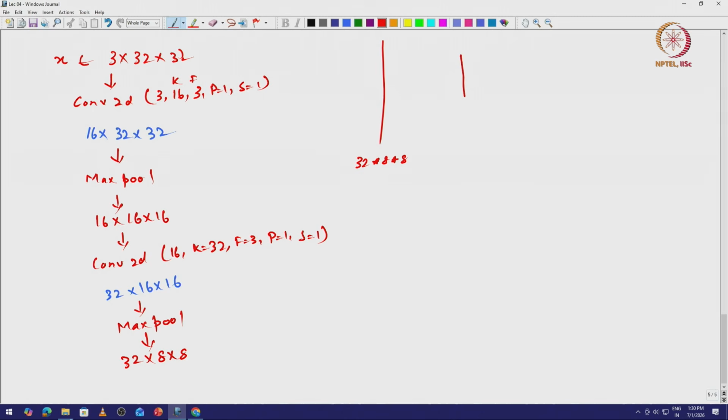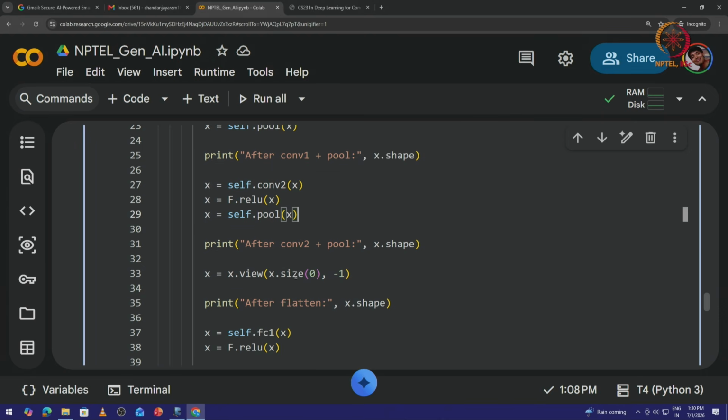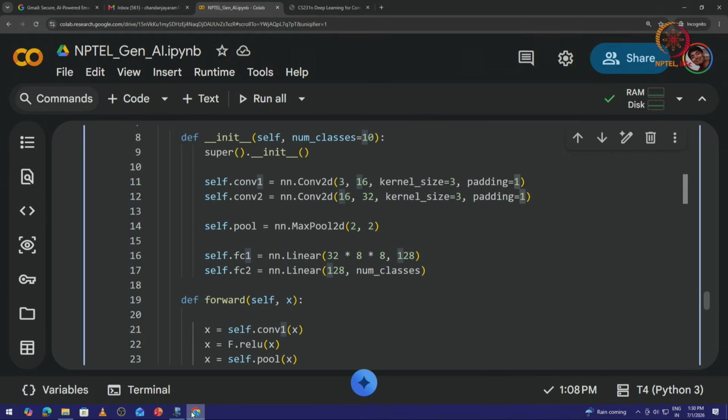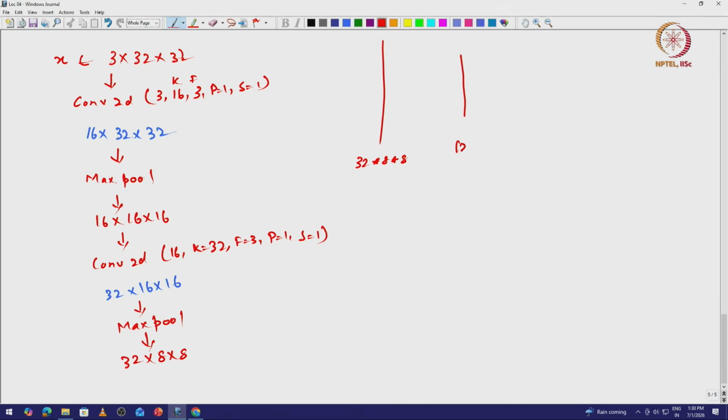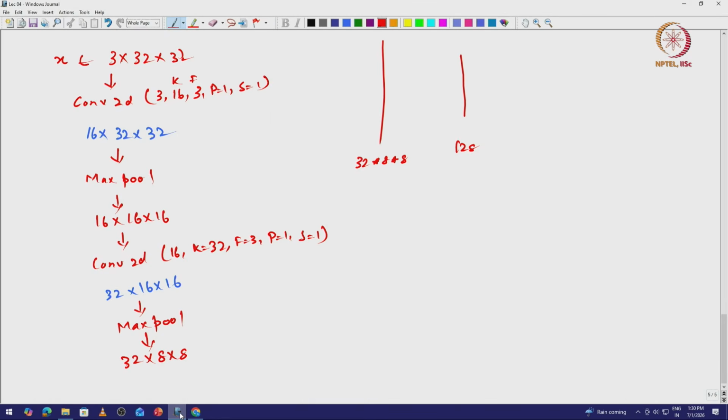Okay. Now this has to be converted into a vector, so we use a fully connected layer. This is what is known as flattening: x.view, you take whatever is the size 0 of it and convert it into a vector. Then 2048 to 128, which means that here you have 128 nodes, and then 128 to the number of classes. The number of classes I have set as 10, so it will be 10 here.